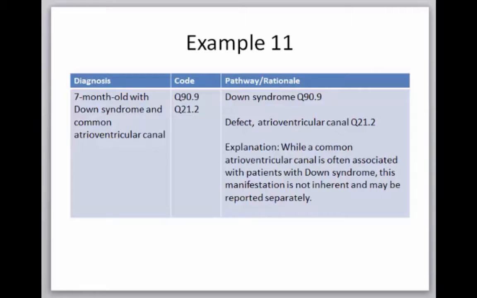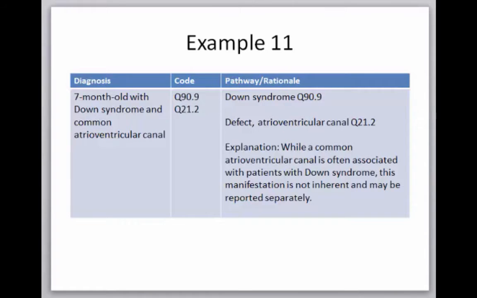The diagnostic statement says common atrioventricular canal, but what that means is it's common, meaning that some of the divisions that are normally in the heart are not there. So the atrium and the ventricle, for example, can be sharing space, so now it's a common space. So what you're really coding for a common AV canal is a defect. And I have the pathway here on the right. While it is seen in patients with Down syndrome, it is not considered a manifestation of Down syndrome, therefore it would be coded separately.